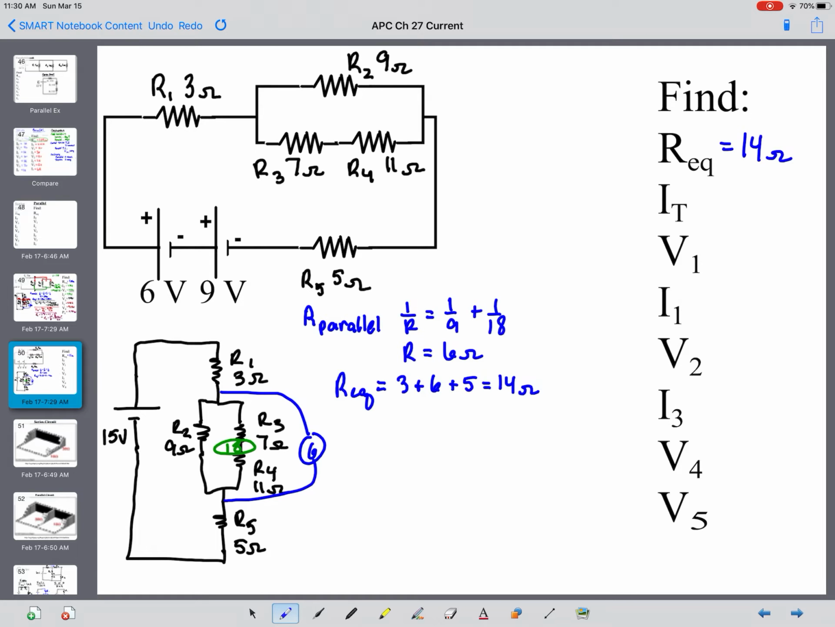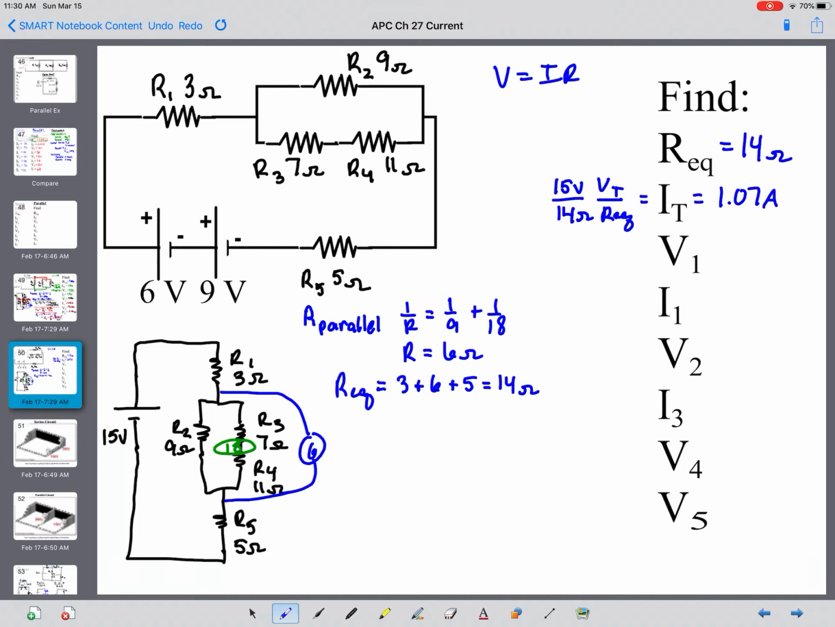of equivalent resistance. From Ohm's law, V equals IR. I total would be that V total, or that EMF, over our equivalent. So that's going to be 15 volts over 14 ohms, and that's going to give us a value of 1.07 amps.